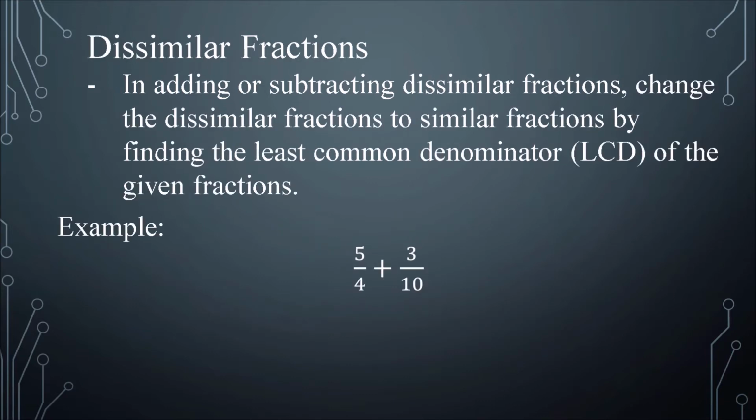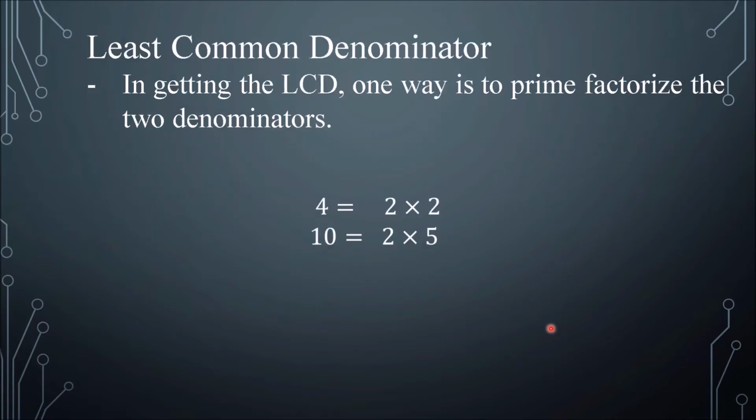Dissimilar fractions. These are fractions that have different denominators. In adding or subtracting dissimilar fractions, change the dissimilar fractions to similar fractions by finding the LCD, or least common denominator, of the given fractions. Example, 5/4 plus 3/10. So the denominators are 4 and 10. Now, in getting the LCD, one way is to prime factorize the two denominators.